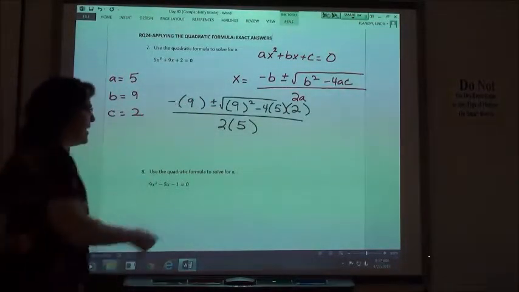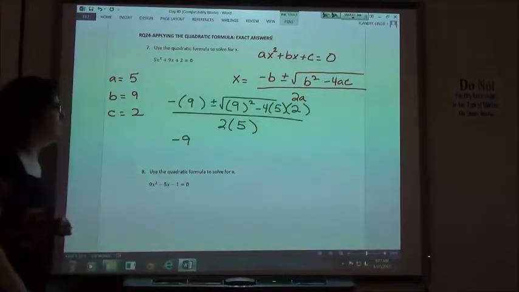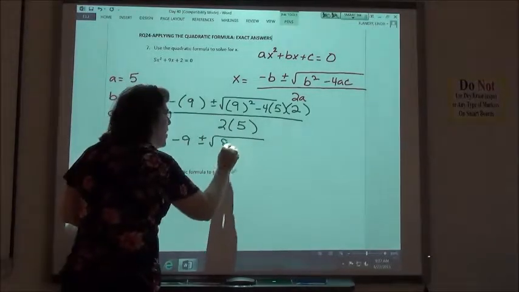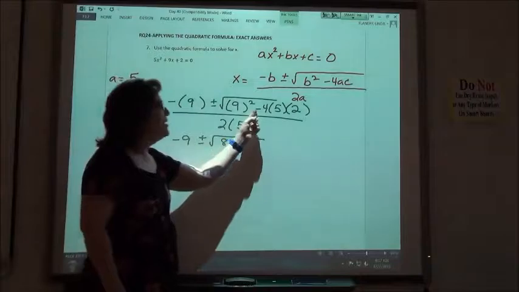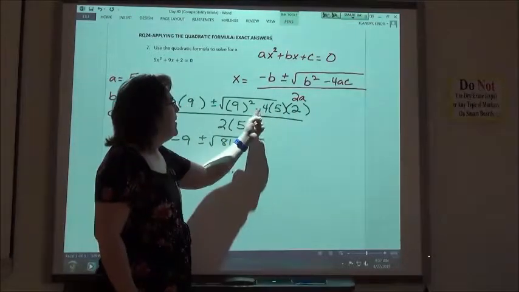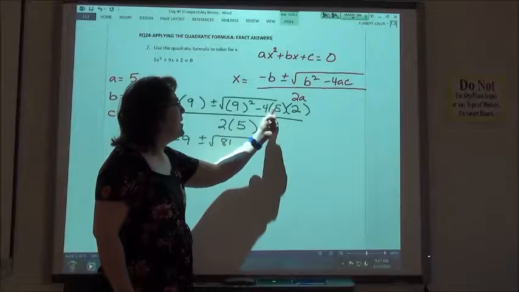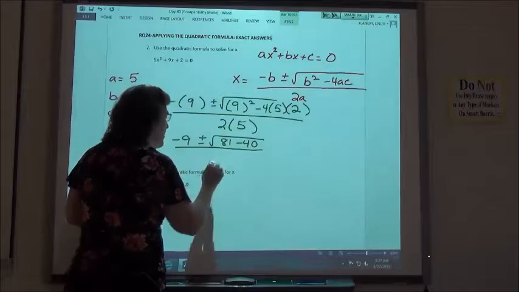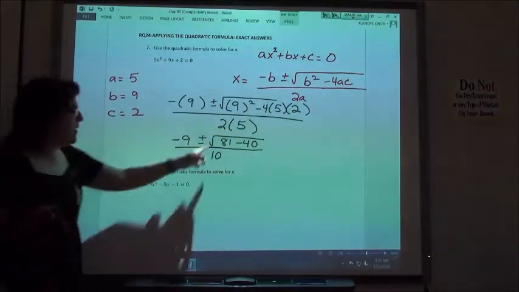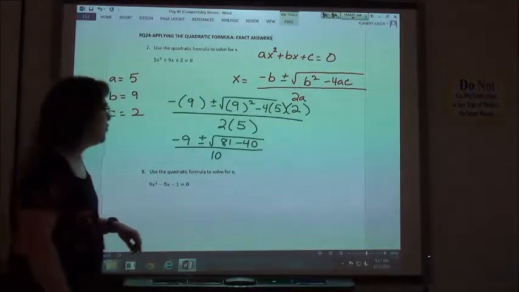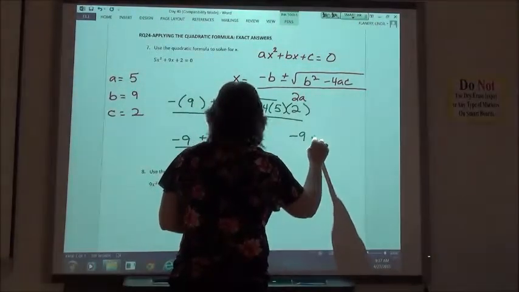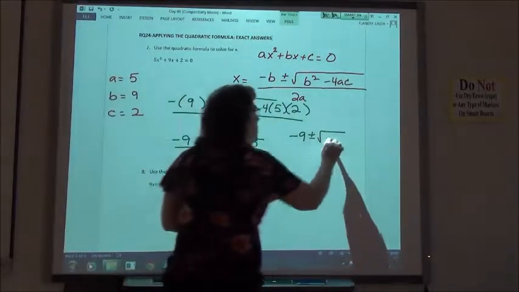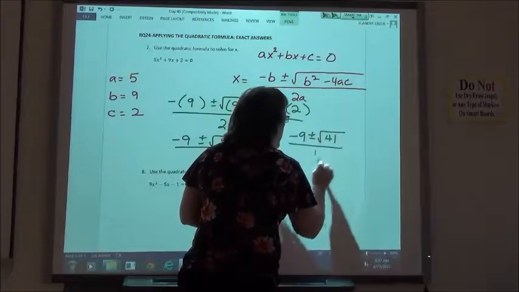Since I have minus 9 here, I can drop the parentheses, it's just minus 9 then. Plus or minus the square root of 9 times 9, 9 squared, 81. Minus 4 times 5 times 2. Minus 4 times 5 would be minus 20. Negative 20 times 2 is minus 40. All over 2 times 5, which is 10. I'm then going to do my subtraction underneath my square root. So I have negative 9 plus or minus the square root of 81 minus 40, which is 41, all over 10.